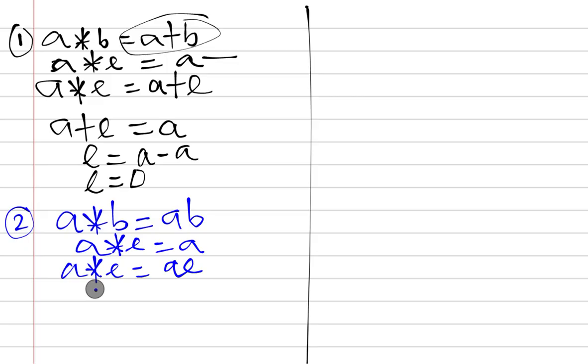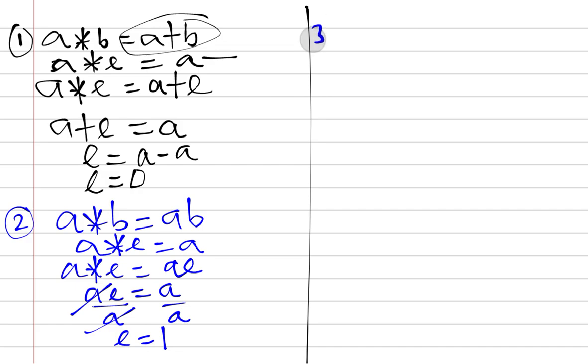Then you now say AE equal to A. Then divide both sides by A. This cancels this. E is equal to 1. That's why we said identity under multiplication is 1. So that is what I just proved in these two examples.